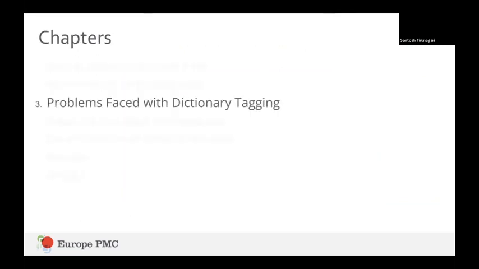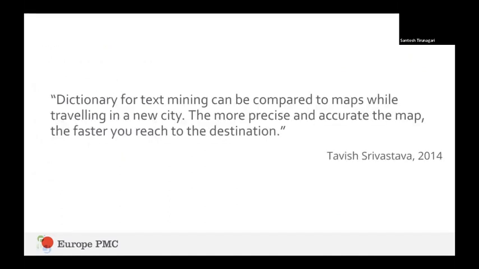Chapter 3. We have done these annotations through dictionary tagging, and we face some kinds of problems. Dictionary for text mining is like going on a tour with a map. If we have a precise and accurate map, then we go to the right destination. But if not, then we might reach a wrong destination, or we might not reach a destination at all.